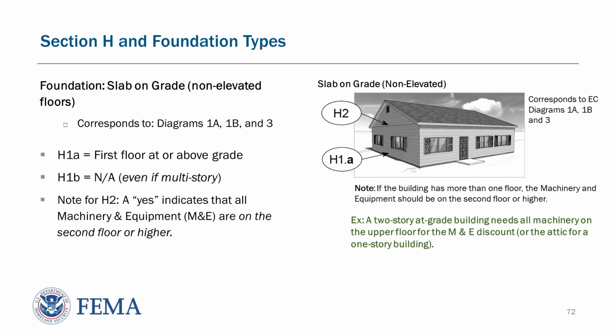For foundations that are slab on grade with non-elevated floors, diagrams 1A, 1B, and 3, H1A is the first floor that is at or above grade, and H1B is not applicable. A yes in H2 indicates that all machinery is on the second floor or higher, which could be in the attic.